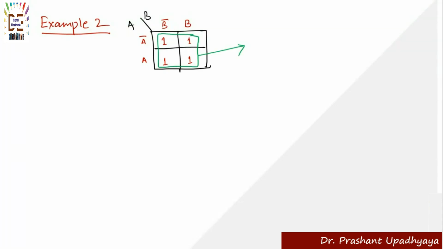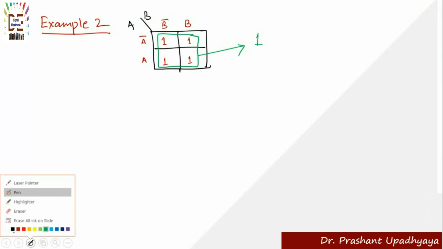This will represent 1, because if I take this group, A bar has changed from A bar to A and B bar to B. That means there is no common variable in this. So the answer will be equal to 1. We are going to verify that, whether we are getting the output 1 or not.